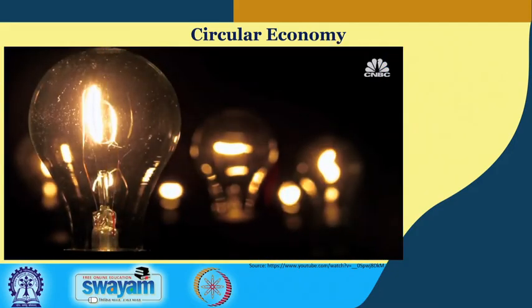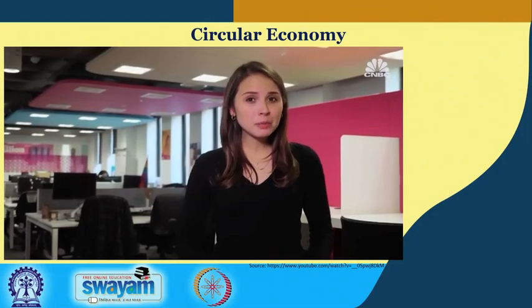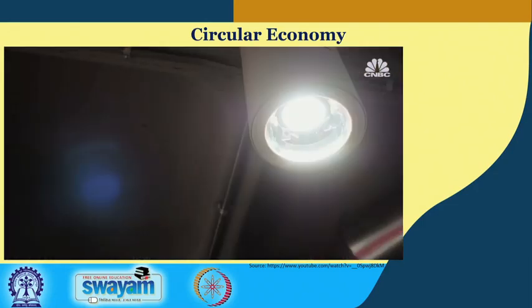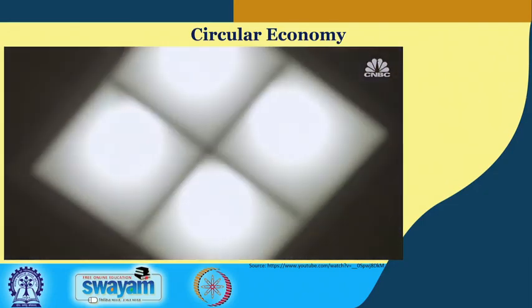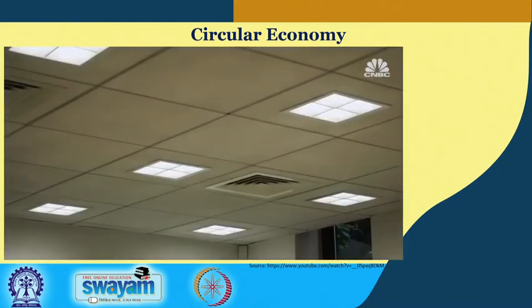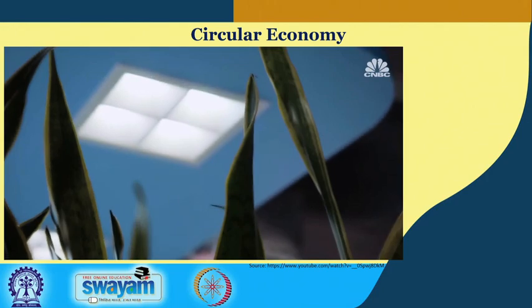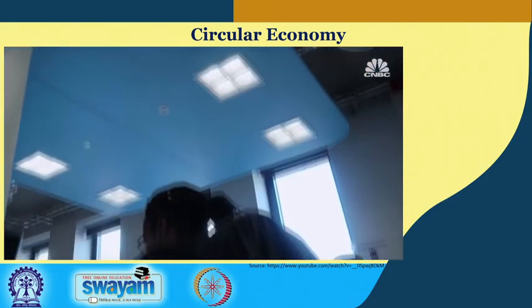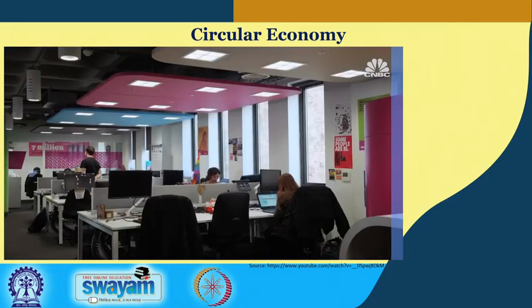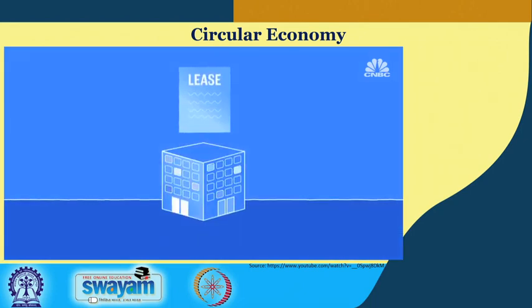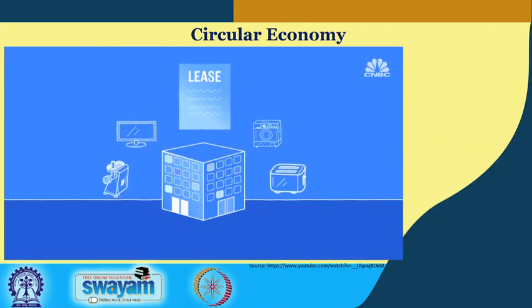Let's go back to the light bulb example. Instead of buying bulbs, this office in London leases its light from Philips Lighting. It signed a 15-year lease for the service and pays a fee each quarter. Philips still owns the actual light bulbs and provides maintenance and replacements when needed, at no extra cost. This model gives Philips the incentive to produce energy-efficient light bulbs, and it saves the office money with fixed lighting costs. It's a radically different business model that makes companies more like service providers than sellers of a physical product.